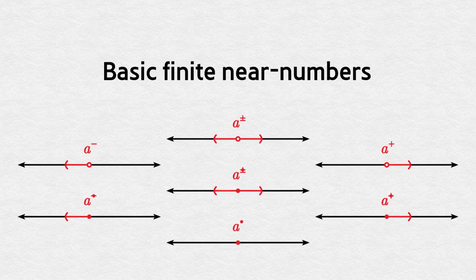It might seem at first like nitpicking to clearly distinguish these different ways of squeezing on the real line, but precision and clarity are essential to getting calculus right. These basic finite near numbers are our models for what we call convergence, which means squeezing closer and closer to some real number.